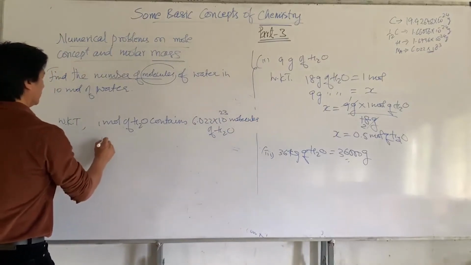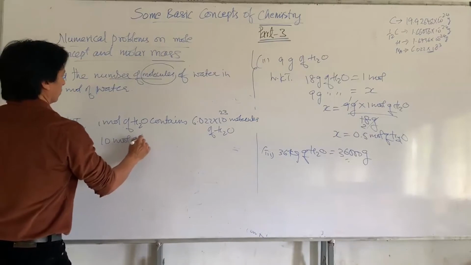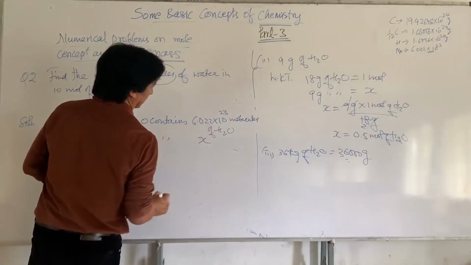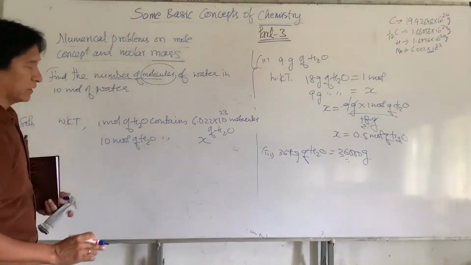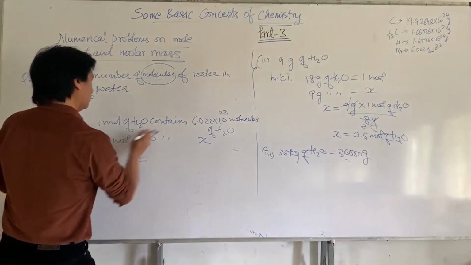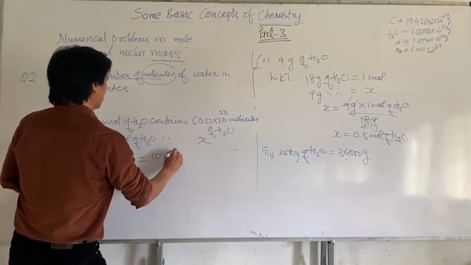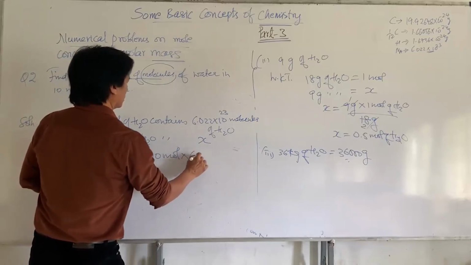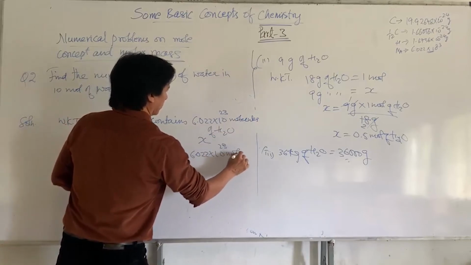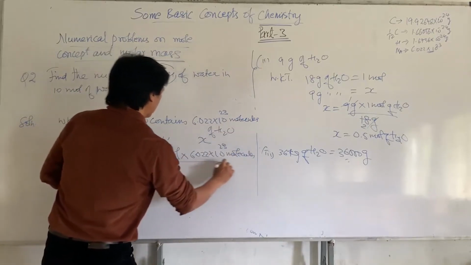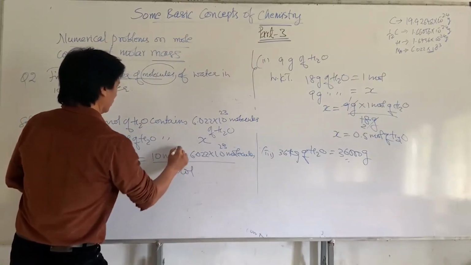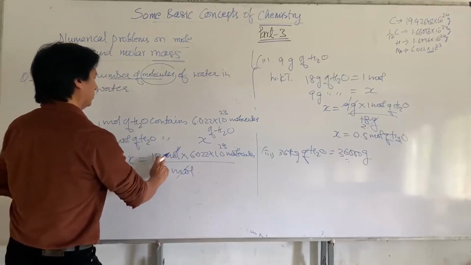then 10 moles of water contains how many molecules of water? Let's take it as X. Since this is also a case of direct proportion, you will just cross multiply, and X is equal to 10 moles of water into 6.022 into 10 raised to the power 23 molecules of water, the whole thing divided by 1 mole of water, as it comes down here. Mole and mole get cancelled. So finally, you are left with 10 into this number.